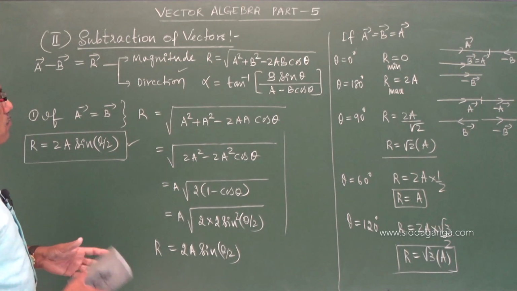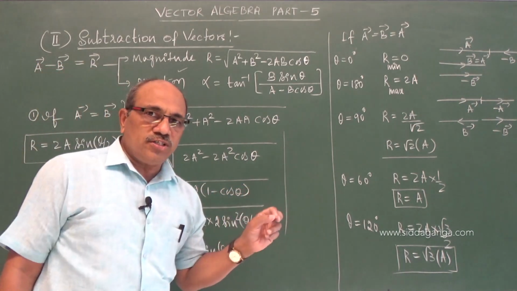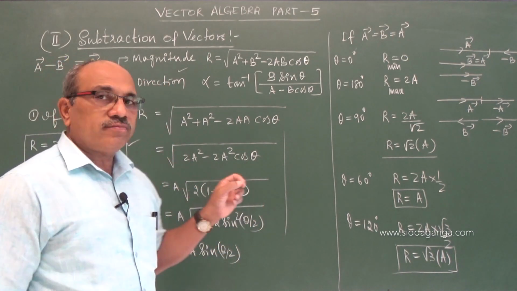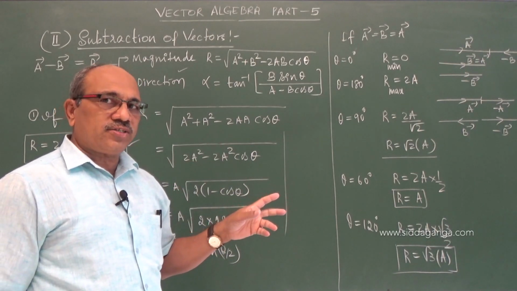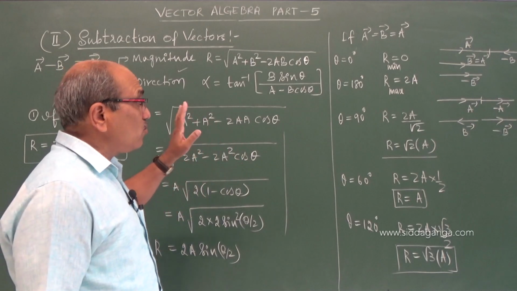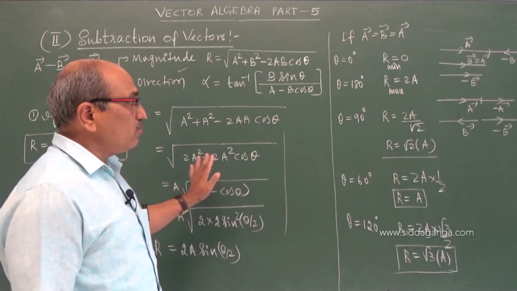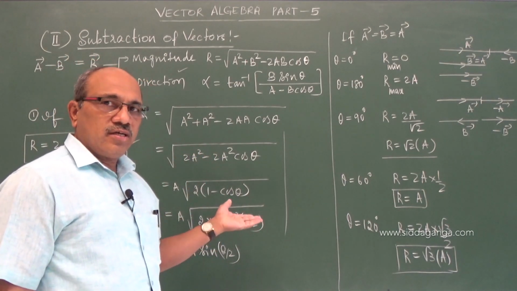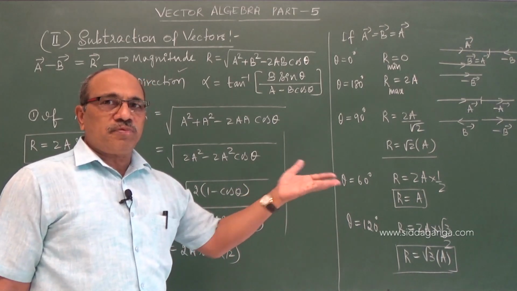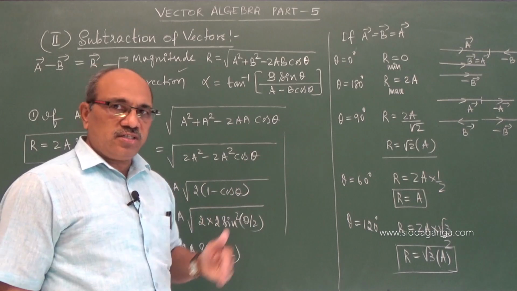I hope you have followed, but one thing to remember: I showed that the commutative law holds good in the case of addition. The associative law also holds good in the case of addition. That does not hold good in the case of subtraction. Remember that before going to the conclusion. In commutative law, a plus b equals b plus a. In associative law, a plus of b plus c is equal to a plus b plus c.